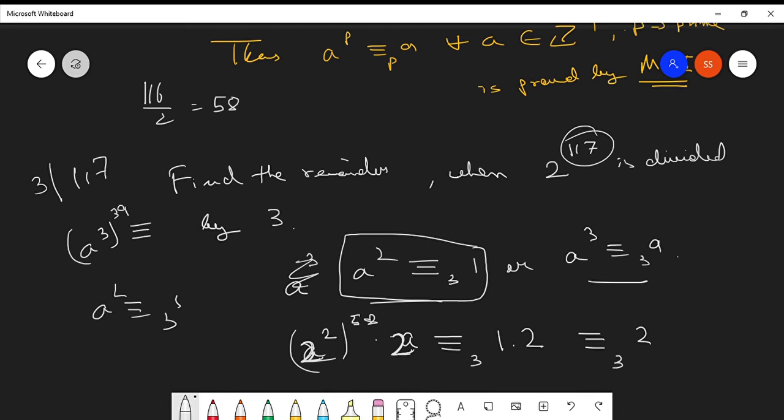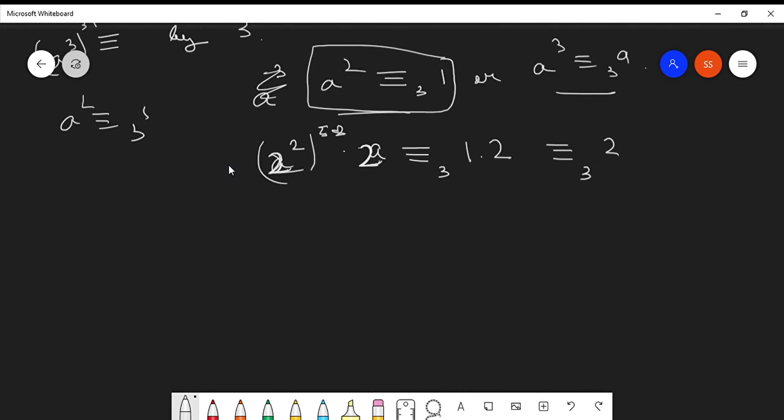A cube will basically be a mod 3, so this actually goes down to, so I'm writing it here freshly, a to the power 3 whole to the power 39 actually is congruent to a to the power 39 mod 3. A to the power 39 is a to the power 3 to the power 13. Clear? So this will be a to the power 13 mod 3.